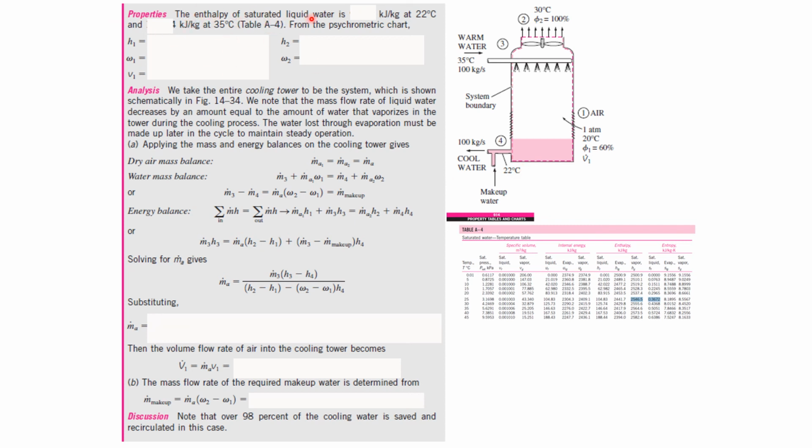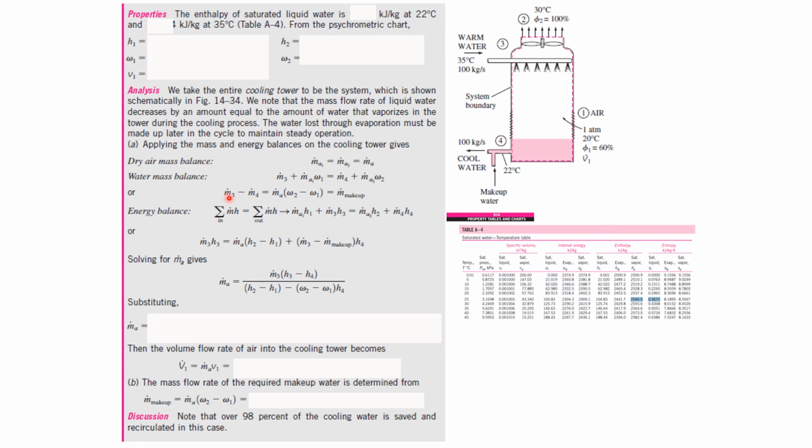The enthalpy of saturated liquid water is found at 22 degrees C. Again at 22 degrees C, you find the enthalpy, and you need to do some interpolation here. 35 degrees C is given here, so straight away you can find the enthalpy. Then from the psychrometric chart you can find H1, omega 1 and the specific volume for point number 1, and for point number 2 you can find H2 and omega 2.